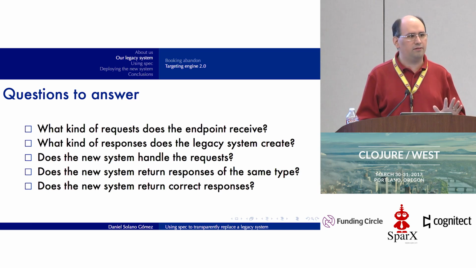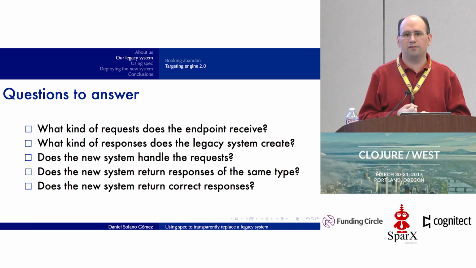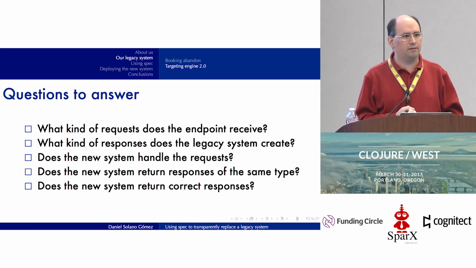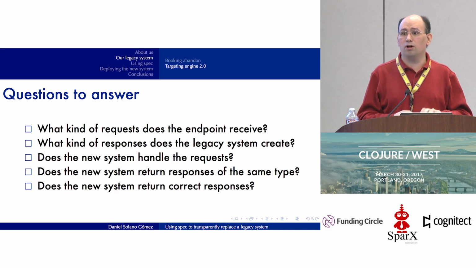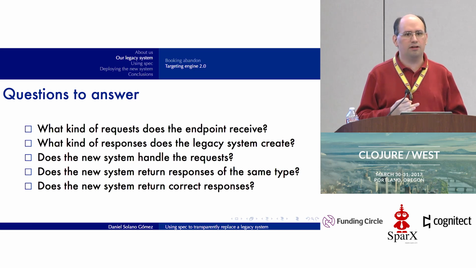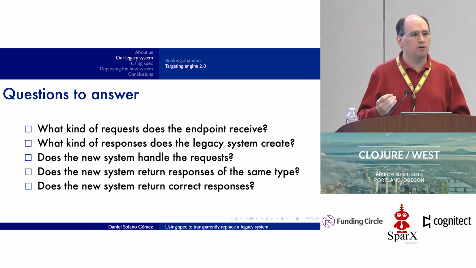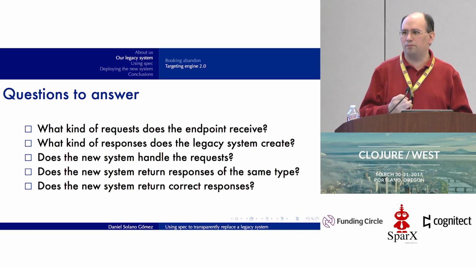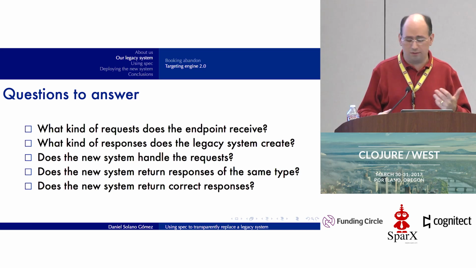So I want to answer 5 questions. The first 2 are about the existing system. What kind of input does it get? And given those inputs, what kind of responses do you get? Once you know that, then you can look at the new system and ask, well, does this new system accept those inputs and produce outputs that are similar?